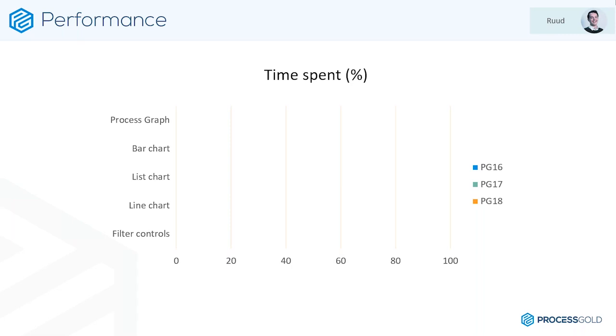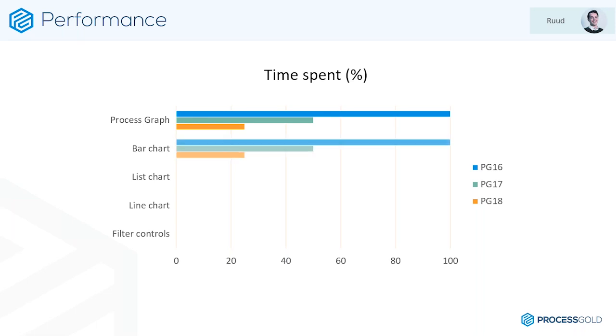So first off, for the process graph, we've actually made some really big improvements. If you look at ProcessGold 16, we already cut the time down in half in ProcessGold 17. And afterwards in ProcessGold 18, it's even down further, again by half. So this is about 25% of the time left. We made similar improvements with the bar chart. They are also way faster.